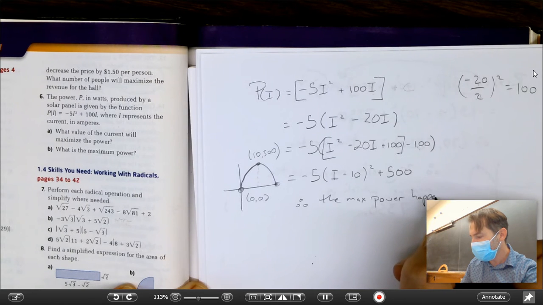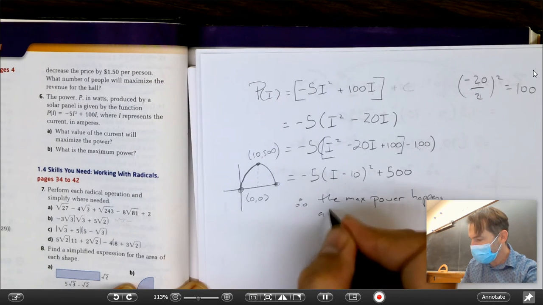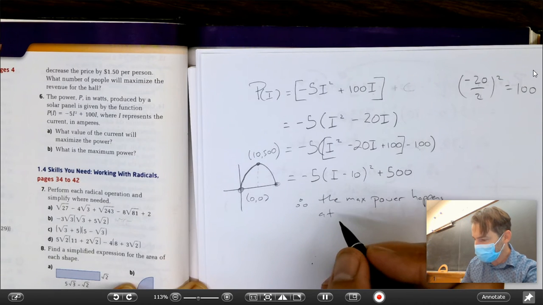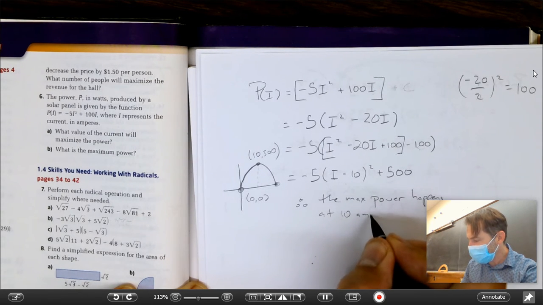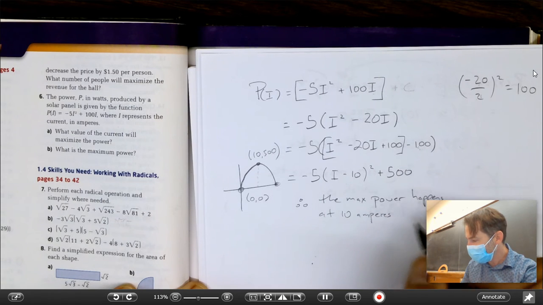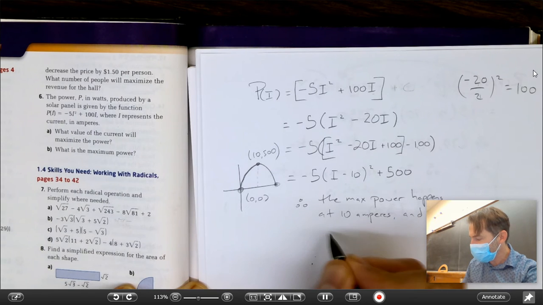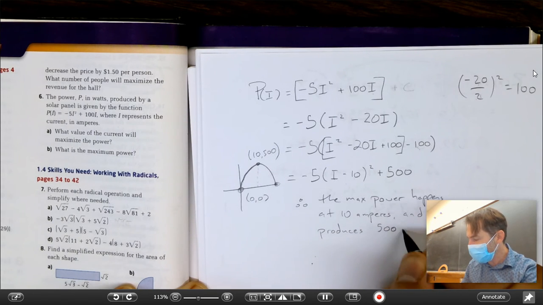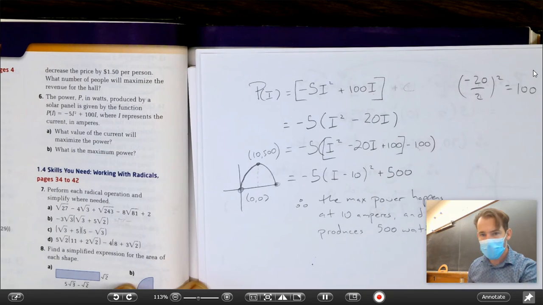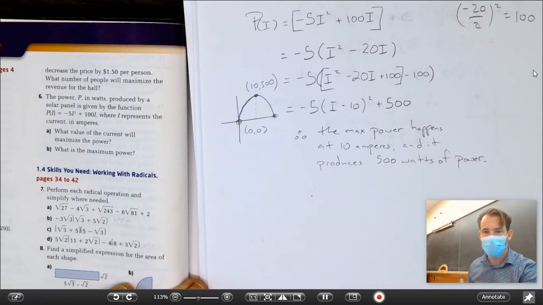happens at 10 amperes, and it produces 500 watts of power.